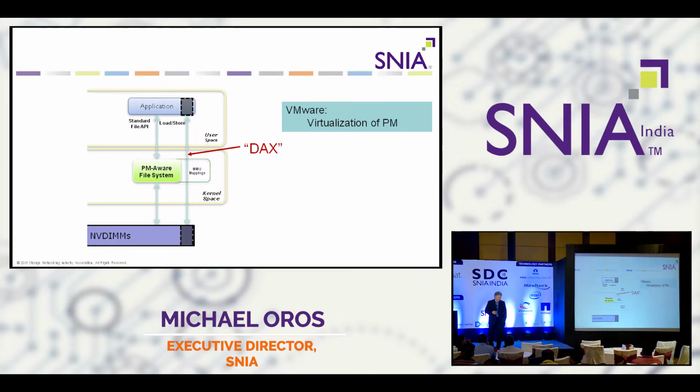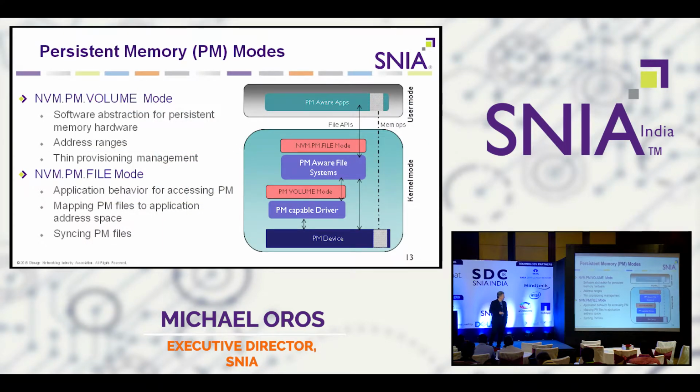For VMware, as an example, they have virtualization of the persistent memory. And again, they've publicly talked about providing direct access to applications within a virtual machine, direct access to the persistent memory. So very, very exciting opportunities in that space.